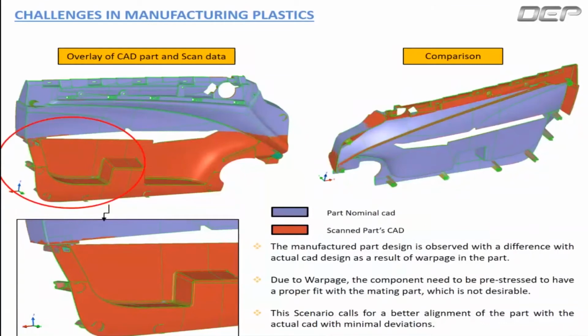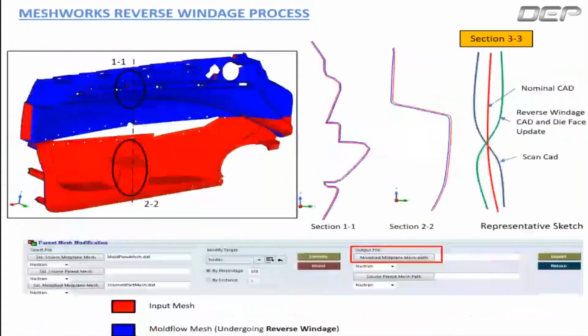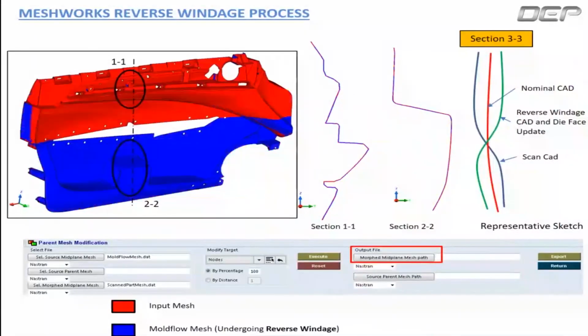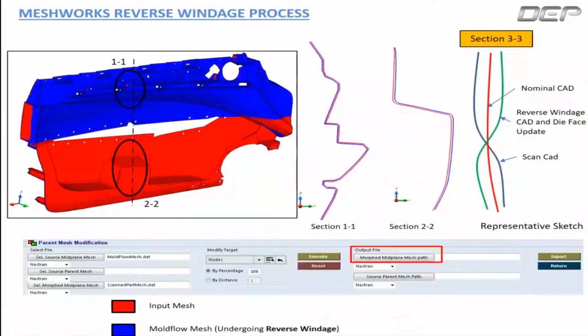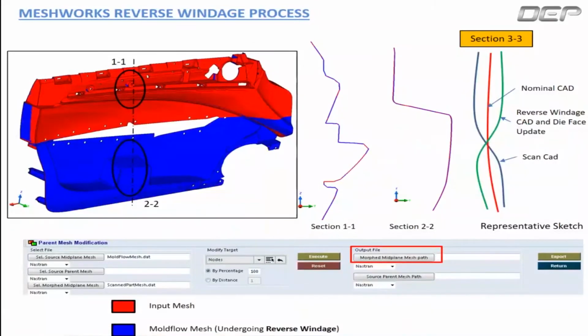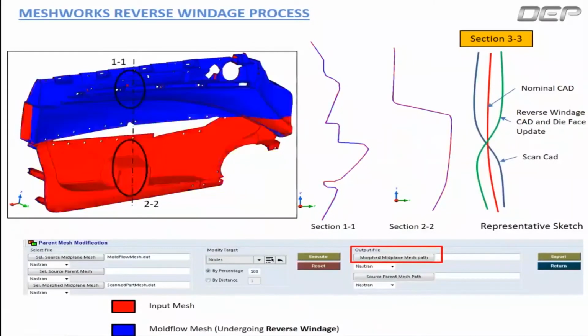As we discussed, this is going to undergo a pre-stress condition. In fact, it will not have a proper fit with the mating part, which is not a desirable condition. The scenario calls for a better alignment without any deviation from the nominal CAD. Now we will explain our process. So we have a parent mesh modification technology which will perform the reverse windage process.